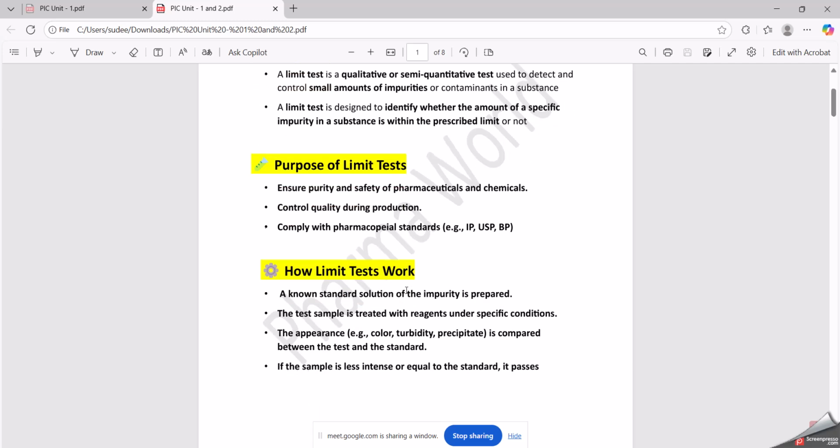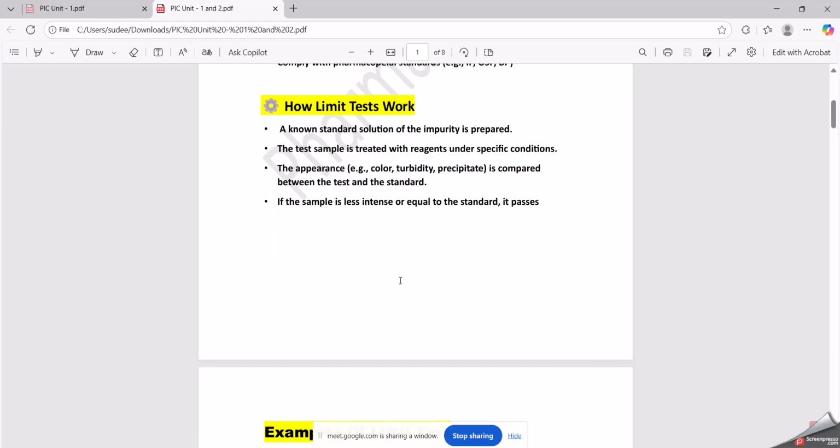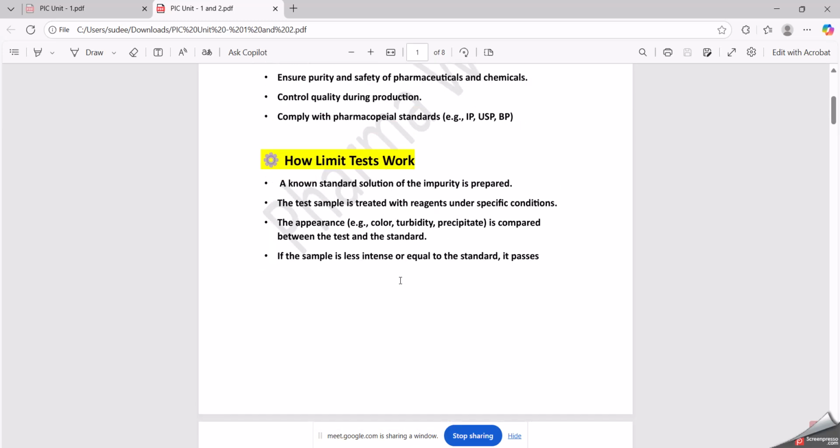So how does the limit test work? A known standard solution of impurities is prepared. You have all conducted these tests in semester one, but now you have all forgotten, I think, since we are in seventh or eighth semester. The test sample is treated with reagents under specific conditions.